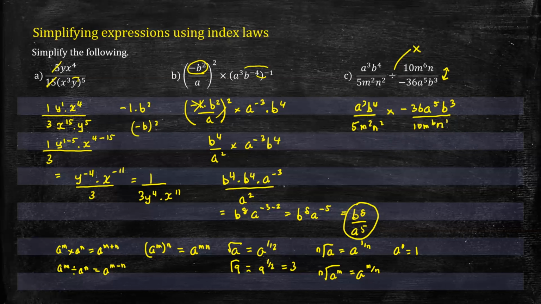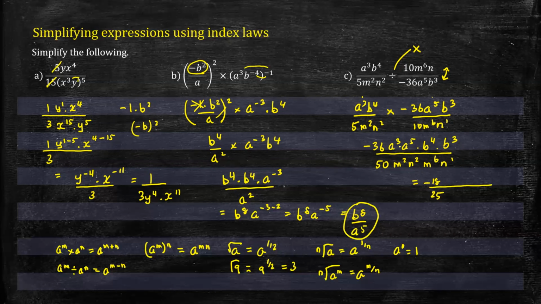So the next step is we combine these two fractions into one fraction. So we have negative 36. We have a^3 from here. We have a^5. We have b^4 and b cubed. In the denominator, we have 5 times 10, which is 50. We have m squared, n squared, m^6, n^1. So we can simplify our negative 36 on 50. That's negative 18 on 25.